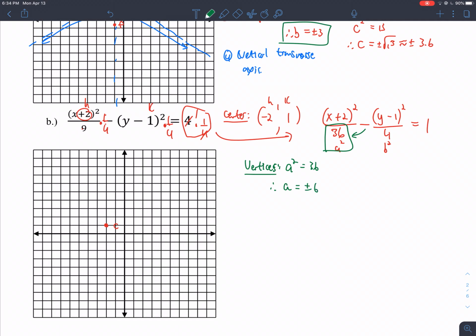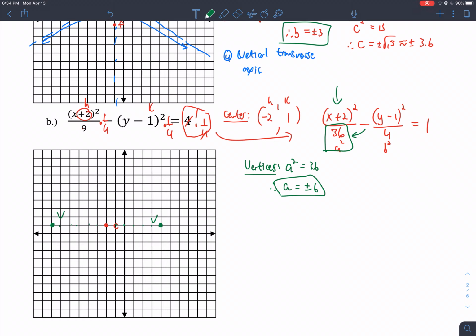A is plus minus 6. Okay, and again, you have to understand that because x squared is in the front, this is a horizontal hyperbola. The transverse axis is horizontal, so I'm going from the center 6 units left and right. So 1, 2, 3, 4, 5, 6. There's my one vertex. And then I go 6 units the other way. 1, 2, 3, 4, 5, 6. There's my other vertex.